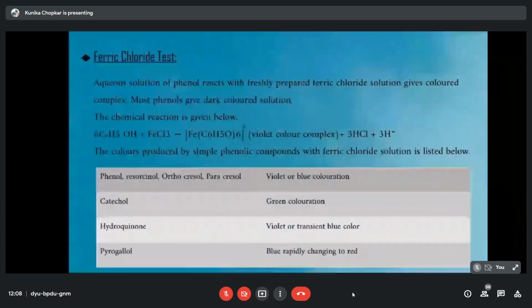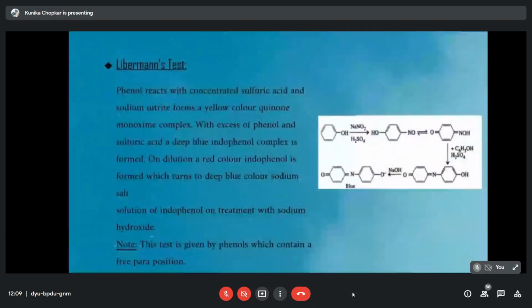Our next test is ferric chloride test. Aqueous solution of phenol reacts with freshly prepared ferric chloride solution to give a colored complex. Most phenols give dark color solution. The chemical reaction is given below. As you can see, it also forms violet color complex. The color produced by the simple phenolic compounds with ferric chloride solution is listed below. So the first is phenol, resorcinol, orthocresol, paracresol gives violet or blue color. Catechol gives green color, hydroquinone gives violet or transient blue color, and pyrogallol gives blue color and rapidly changes to red.